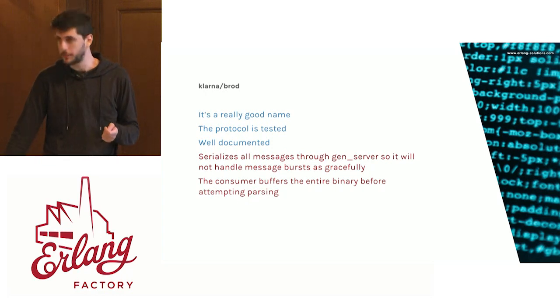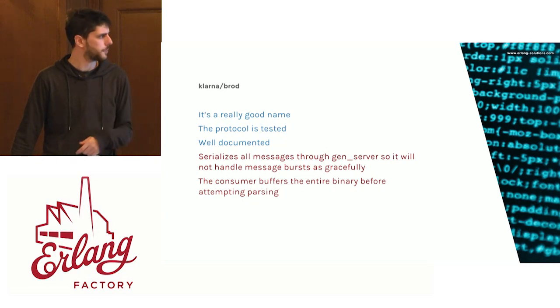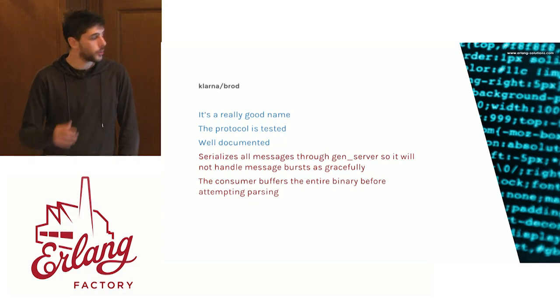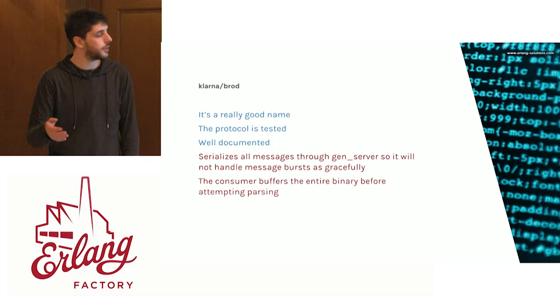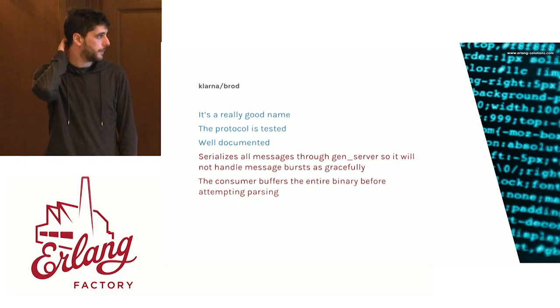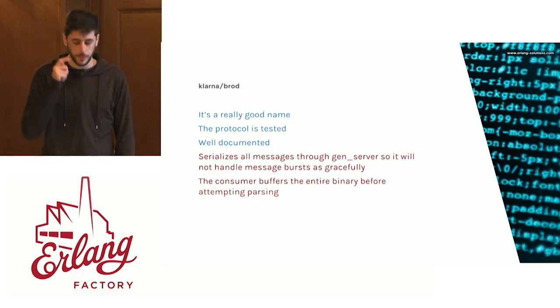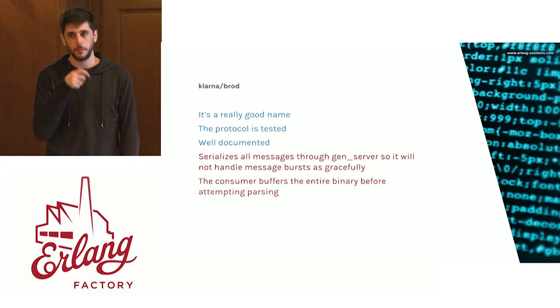Broad is a nice name. It's Kafka's biographer. The protocol is again tested. It's very well documented, but it has two problems. First of all, it does the same thing I mentioned before of buffering the entire response. And then it serializes every message through a Shen server.